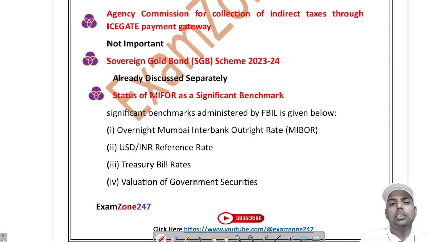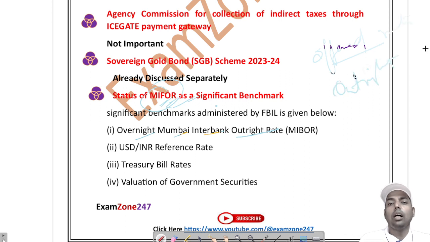Status of MIFOR as a significant benchmark rate. What all you need to know is the full form of MIFOR, overnight Mumbai interbank outright rate. Initially most of the time you read it as offered rate, but it is outright rate. Just these things are important. The rest may also come in the exam, like what are the benchmark rates, or which is not included in the benchmark rates as per RBI, so you must know all such rates.